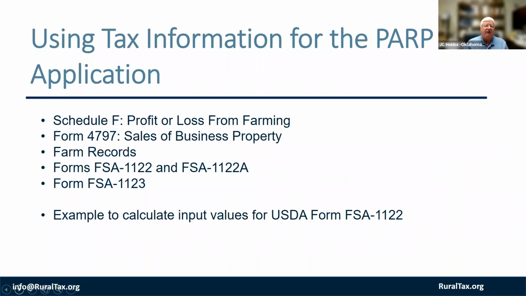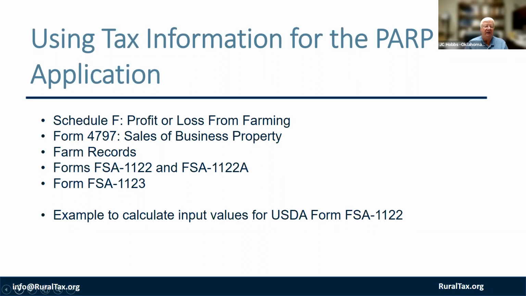So how do we use the information for the PARP application? Well, again, we're looking at Schedule F. That's the profit and loss from farming. That's the primary point, the beginning point. Then we have the 4797. That's the sales of business property. So that can be machinery, equipment, land, breeding animals, etc. We'll go through those in more detail.